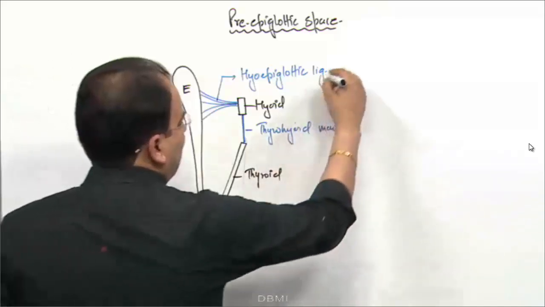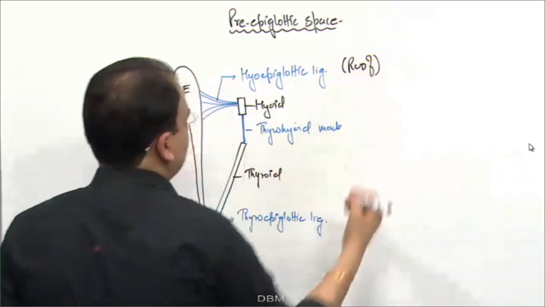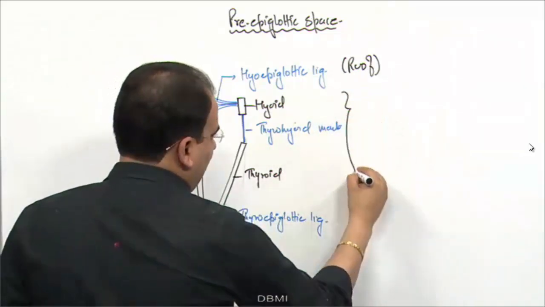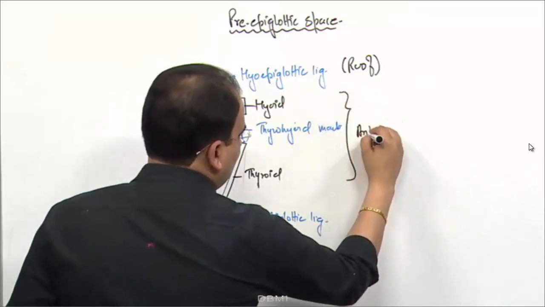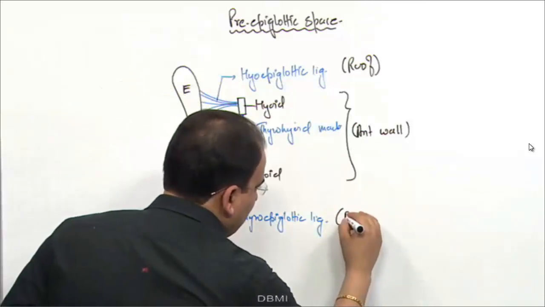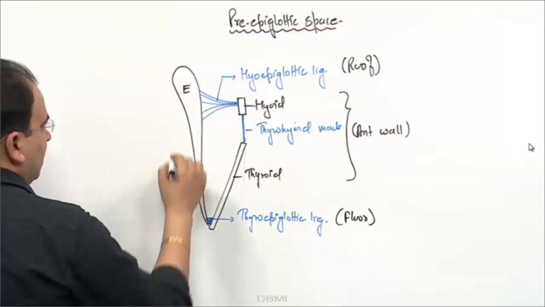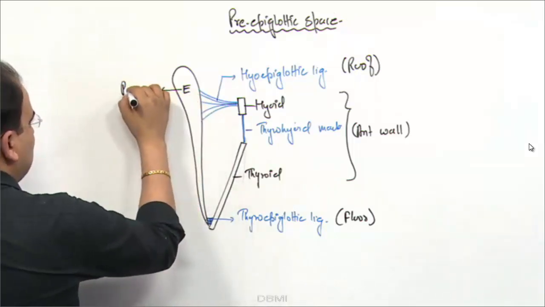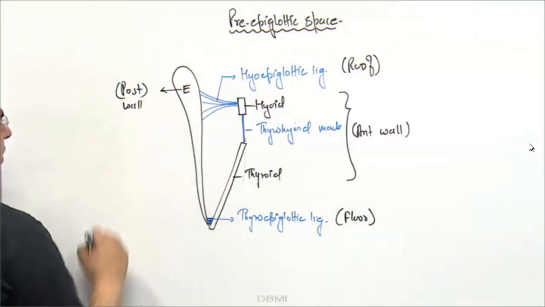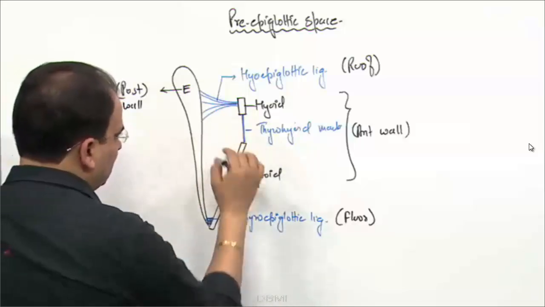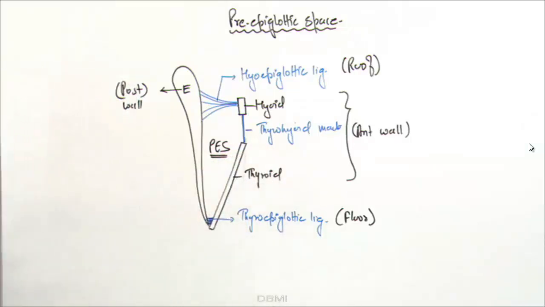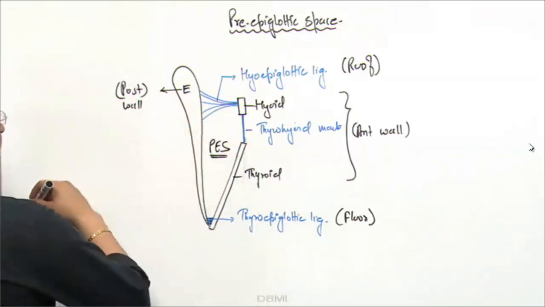So guys, hyoepiglottic ligament is forming the roof, hyoid bone, thyrohyoid membrane and thyroid cartilage are forming the anterior wall. Thyroepiglottic ligament is forming the floor and epiglottis is forming the posterior wall. This space which is trapped inside, this space here, is called as pre-epiglottic space, also called as Boyer's space.